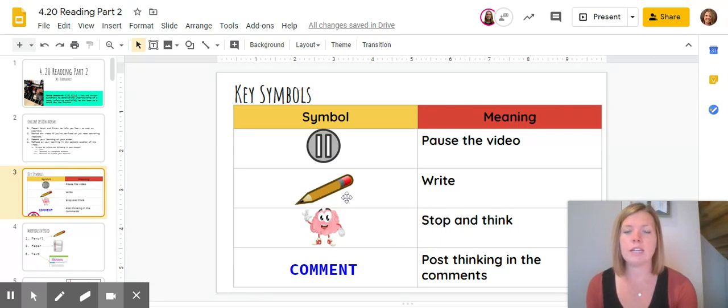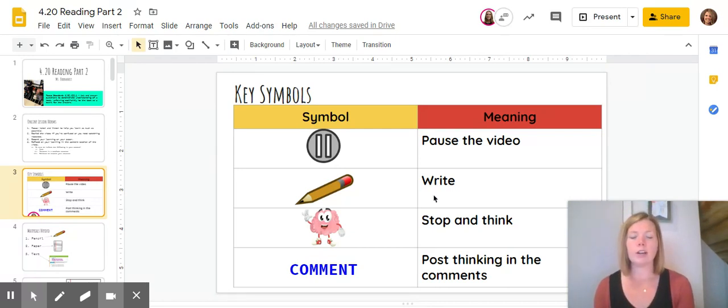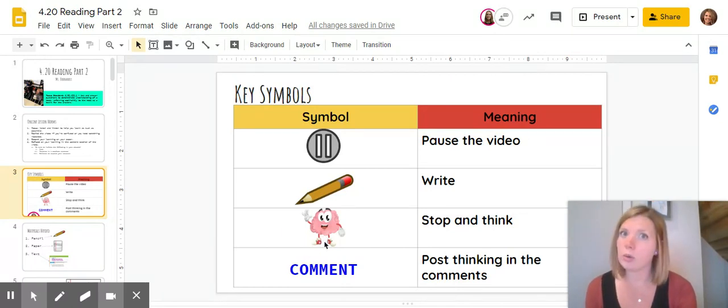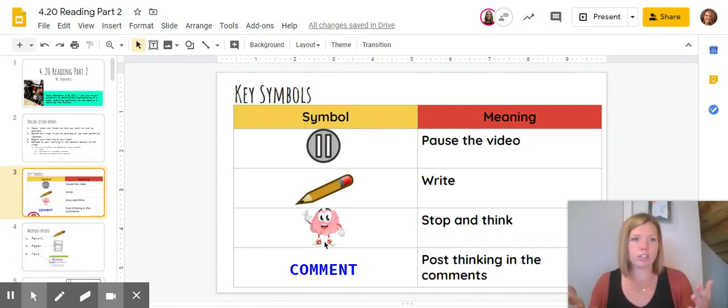The next little image is a pencil. If you see that pencil, that means you need to write something, and that writing will be on the paper that we're going to get set up in just a moment. And this little brain means to stop and think. You should always be using that brain of yours, but there are certain times where I'm going to pause and let you think before I move on, because it's your learning. That's why we're here. I want to give you that space and time to think when you need it.